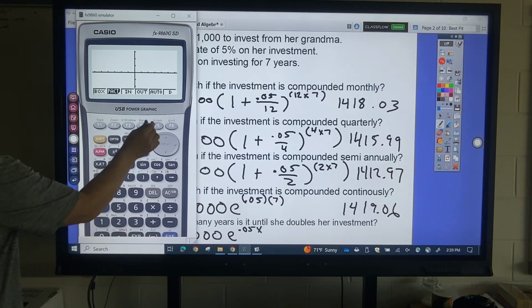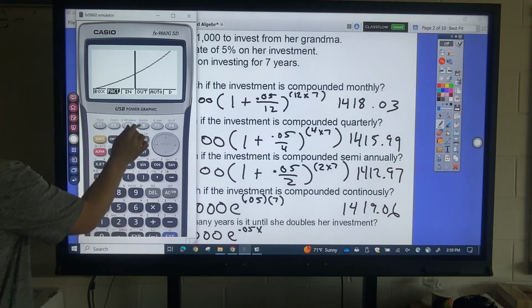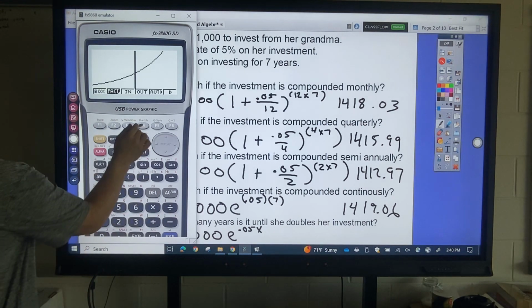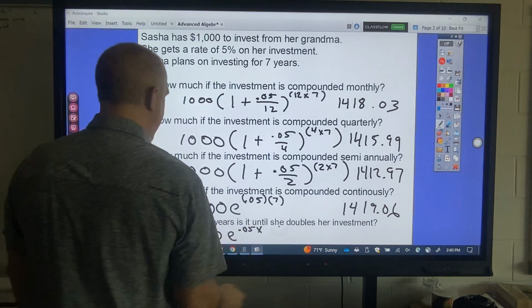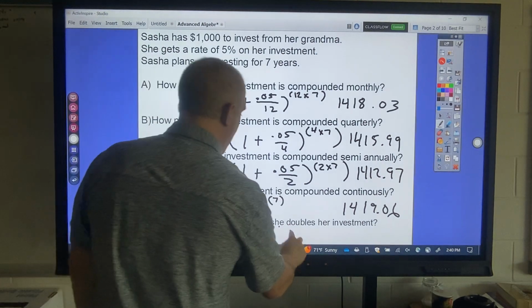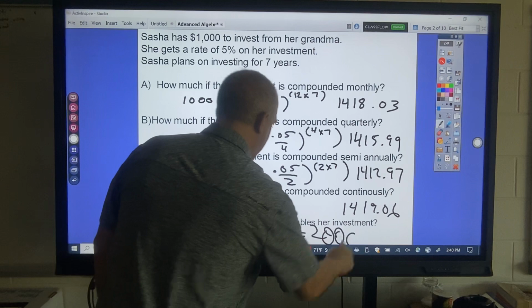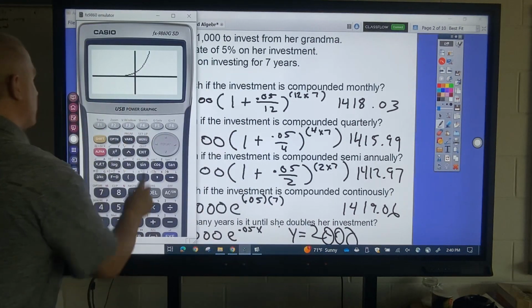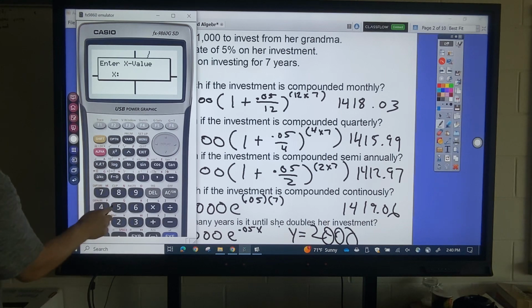We're going to zoom auto, and then zoom out, execute. We're going to zoom out a bunch. Now, what does it mean to double? That means that the y would be twice as much as the initial. So the y is 2,000. So I want to do gsolve, scroll over, ycal.